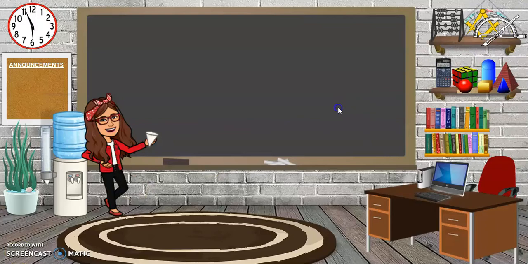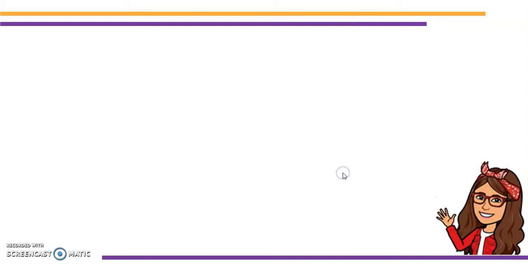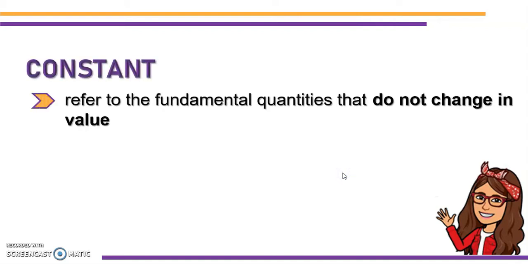This time, let's talk about constant and variable. When we talk about constant and variable in algebra, a constant is a value that does not change, meaning it's a fixed value such as pi, which is 3.14, while a variable may take on several values, meaning the values vary depending on the given expression. But when we talk about constant and variable in statistics, it is somehow similar to that.